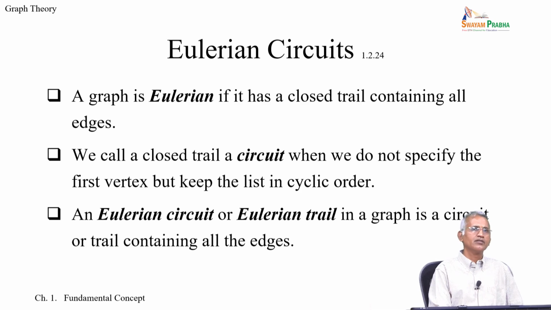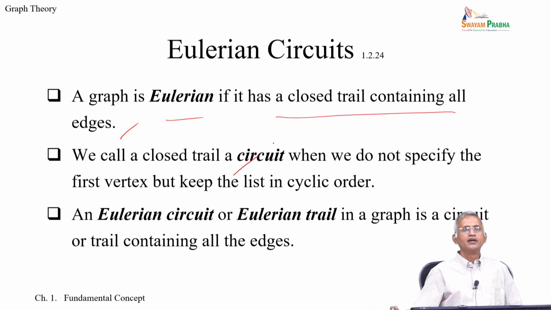Next, Eulerian circuit. A graph is Eulerian if it has a closed trail containing all edges. So, we call a closed trail a circuit when we do not specify the first vertex, but give the list in the cycle order. So, an Eulerian circuit or Eulerian trail of a graph is a circuit or trail containing all the edges.